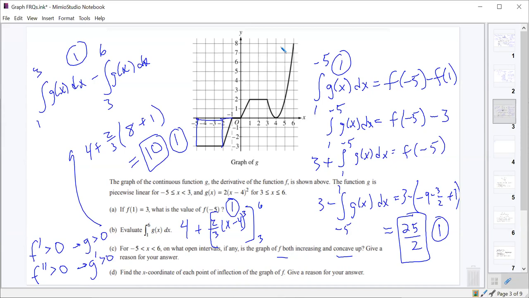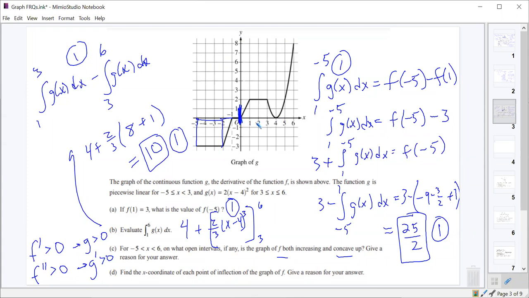So we are looking for anywhere where g is positive between -5 and 6 and where the slopes of g are also positive. So g is positive after 0, right? Everywhere to the left of 0, g is negative, or it is 0. So g is going to have to be positive.